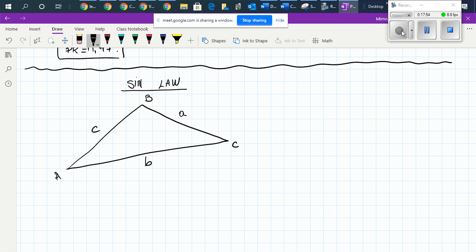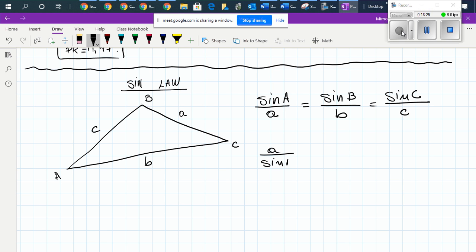Now, the sine law states that sine of angle A over length of opposite side A is equal to sine of angle B over length of side B, is equal to sine of angle C over length of side C. Sometimes you see it as A over sine A is equal to B over sine B is equal to C over sine C. You have this formula in the formula sheet, so you don't have to remember it, but you need to know how to apply this law.